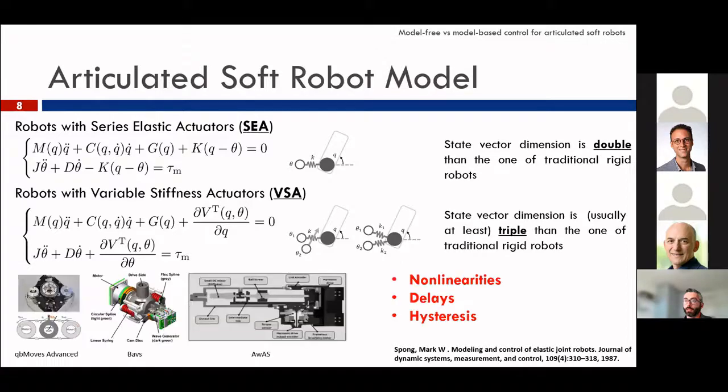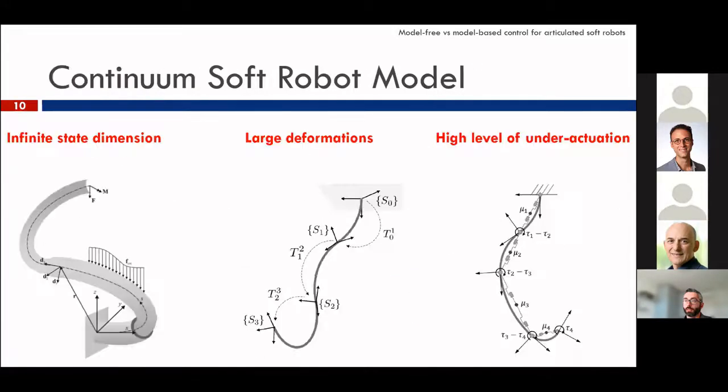Furthermore, the elastic mechanism that connects the motors and the link is usually quite complex and introduces nonlinearities, delays, hysteresis, and so on. All these aspects are even more stressed in the case of continuum robots, where the dimension of the state is virtually infinite. We have a large amount of information, and we also have a really high level of underactuation.